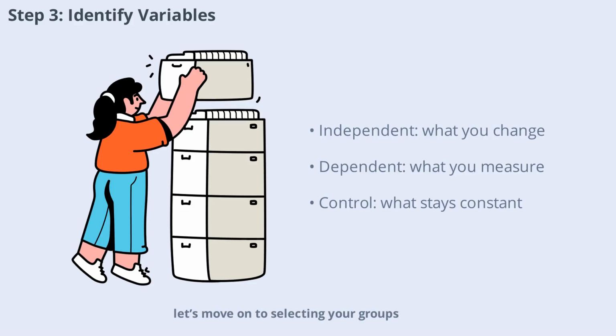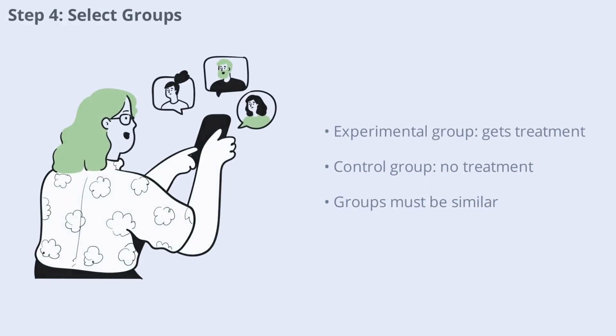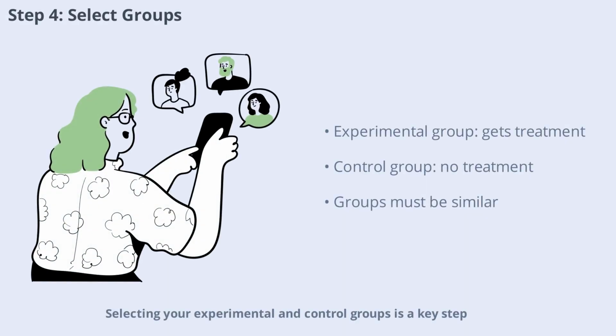Next, let's move on to selecting your groups. Selecting your experimental and control groups is a key step. The experimental group receives the treatment or change while the control group does not. This setup allows you to compare outcomes and see if your independent variable truly makes a difference. For our tomato plant example, one group gets extra sunlight and the other gets the usual amount. Make sure your groups are as similar as possible except for the variable you're testing.